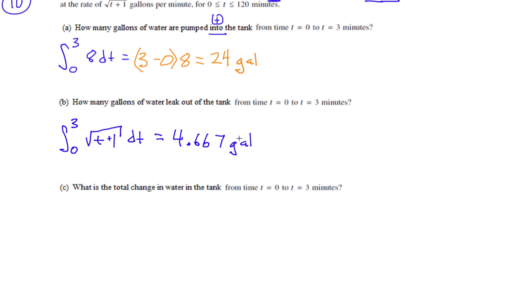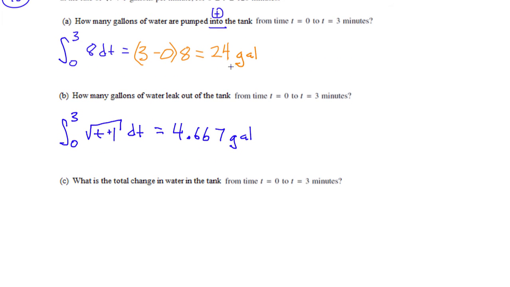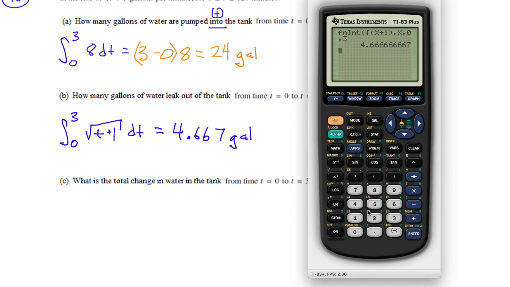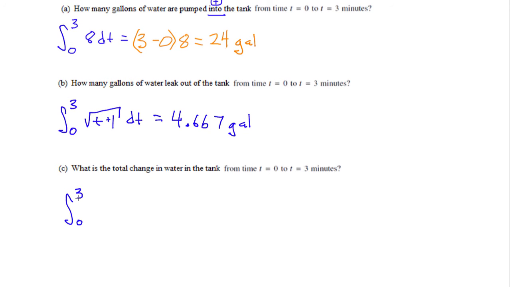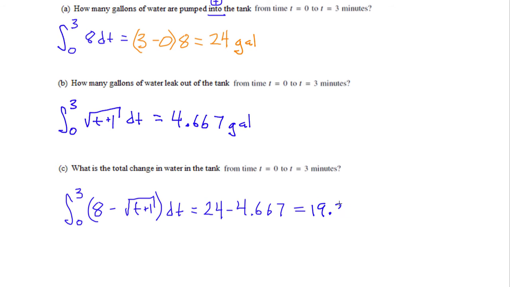gallons. And then what is the total change? You subtract the two. So what is 24 minus your answer? The way that you type that in your calculator is 24 minus second answer, and you get 19.3 repeating. So technically you're doing the integration between 0 and 3 of your positive 8 rate minus your negative rate, which is the square root of t plus 1, dt, and that's just a fancy way of saying what is 24 minus 4.667, and the answer is 19.333 gallons.